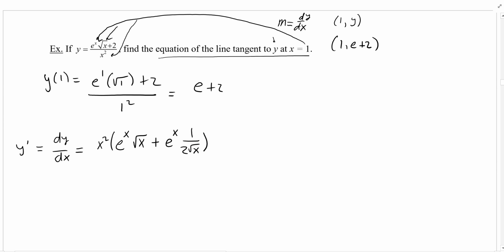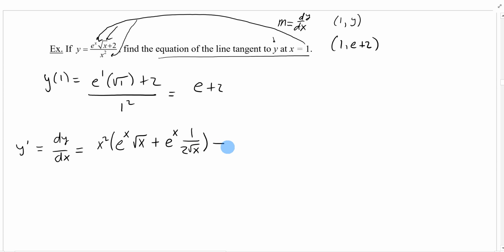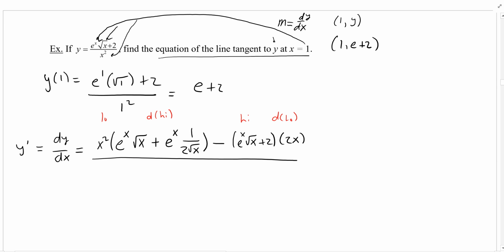You guys are probably wondering, well, what happens to plus 2? Well, what's the derivative of plus 2? It's 0, so you don't have to write plus 0. So this is low d high. Let me go ahead and write that out. Low d high. Now it's going to be high d low. So high is the e to the x square root of x plus 2. D low is 2x. All over the low squared. Well, what is x squared squared? That's x to the 4th.